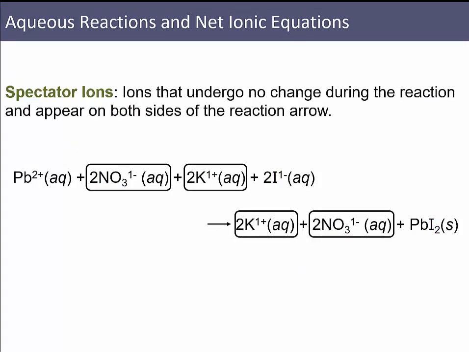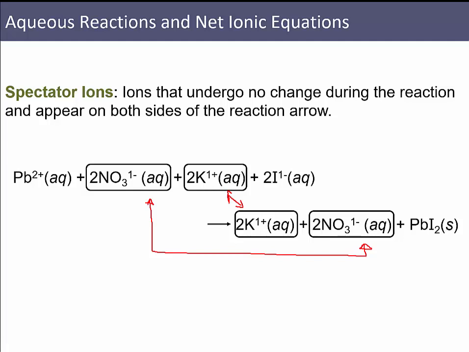Right? In that equation that we just saw, we noticed that there were some things that are unchanged on the left-hand side and on the right-hand side. So our nitrates and our potassiums are unchanged on both sides of the equation. There's no change to these guys. It was NO3 minus aqueous, and over here it's NO3 minus aqueous. So nothing has happened. It hasn't recombined to form a new substance or a precipitate. And those guys are spectator ions. They're just hanging around. They're not participating in the actual chemical reaction that happens.